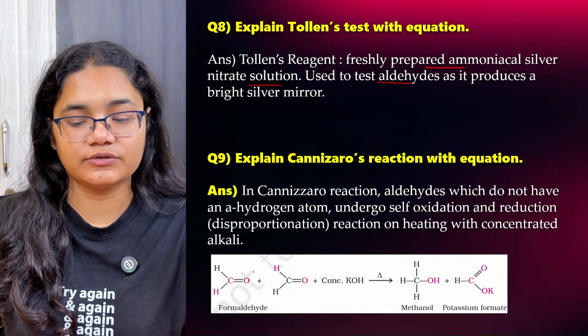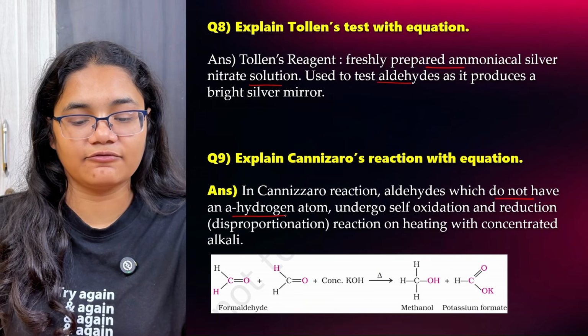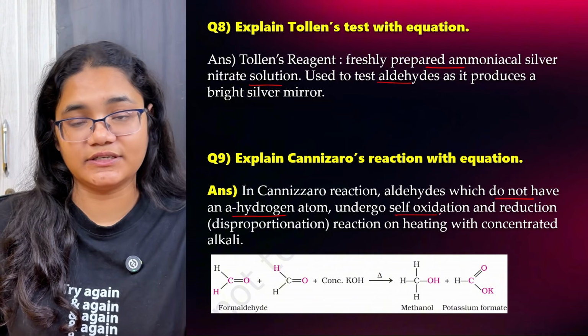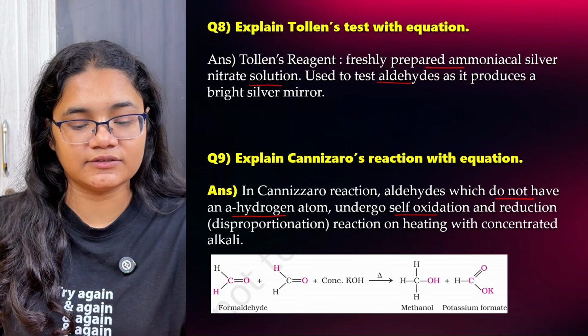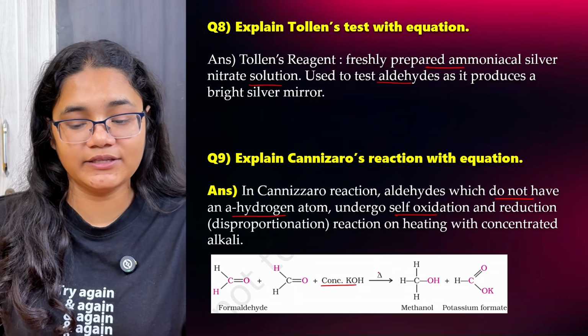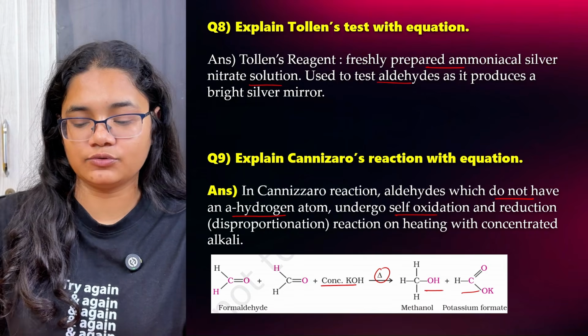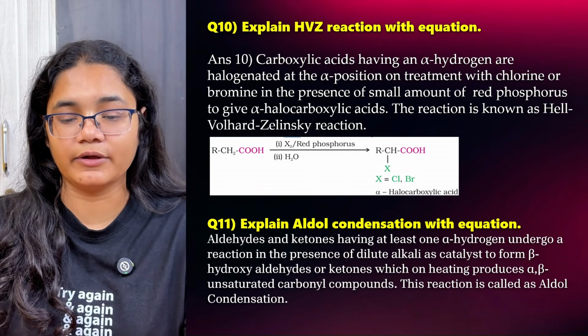Cannizzaro reaction: those compounds which do not have any alpha hydrogen undergo self-oxidation and reduction in the presence of concentrated alkali. So if you see, this is formaldehyde with concentrated KOH. On heating, you will get methanol and the potassium salt of methanoic acid.